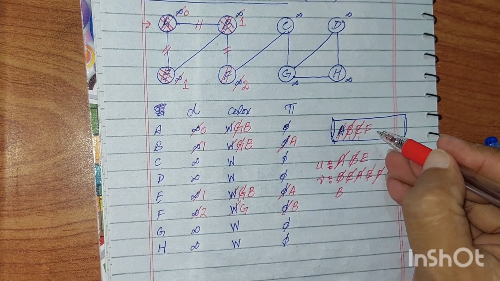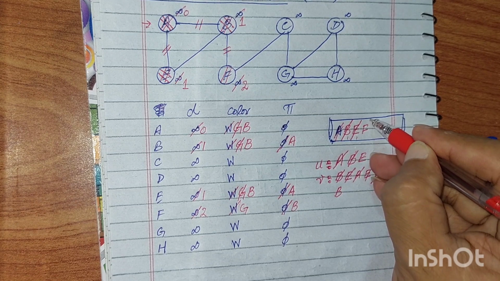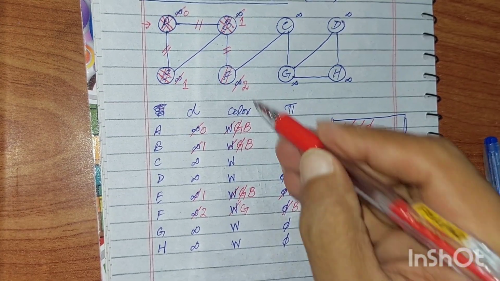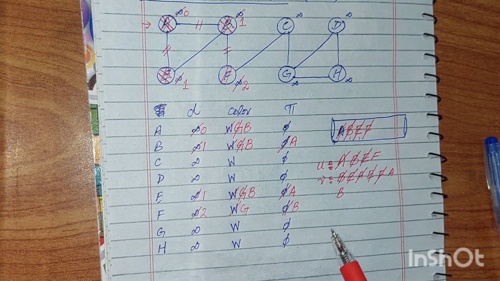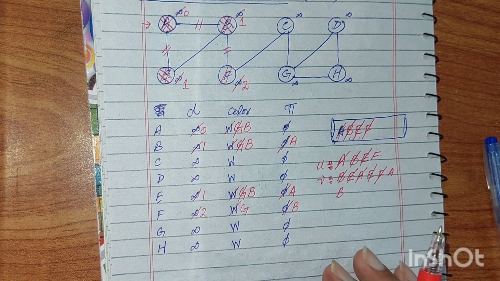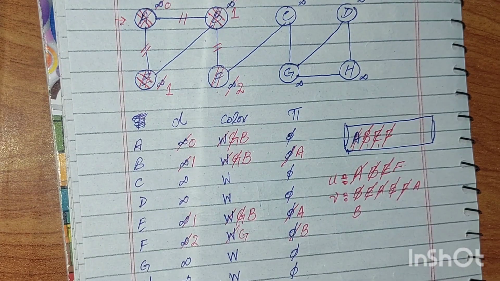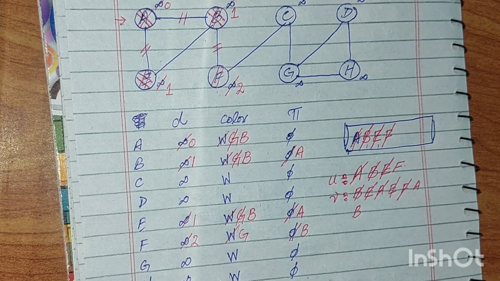Coming forward, the next element that we will extract from the queue would be F. So it is F, and we are here now. In this way we will continue this algorithm, placing the elements into the queue, and in this way we can continue our task.